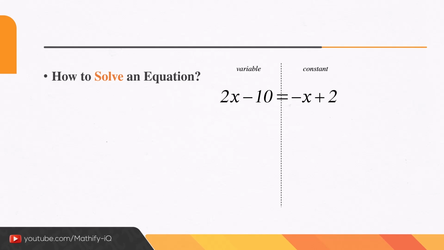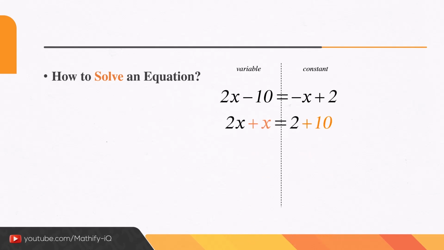For example, consider this equation. 2x minus x equals 10 plus 2. Here, 2x is already on the correct side, but negative x is on the wrong side, so we need to move it. Similarly, the constant negative 10 is misplaced and must be transferred to the right side. Now, what happens when we move these terms? That's right, their signs change.